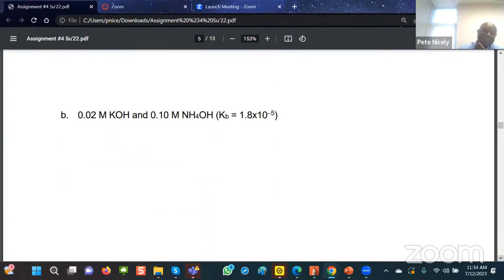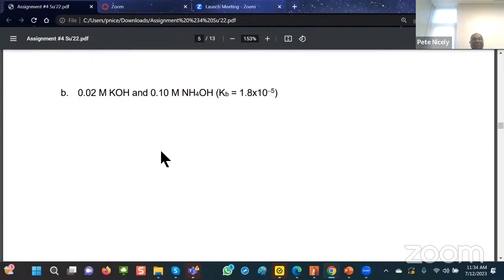Okay, now this one is a bit different. It's asking for you to compare the pH of these two solutions. One of them is potassium hydroxide, 0.02 M, and the other one is ammonium hydroxide, 0.10 M. I would expect that the one that would have the higher pH would be the potassium hydroxide, because it's a strong base and the ammonium hydroxide is a weak base. But again, we have to calculate the pH in each case.